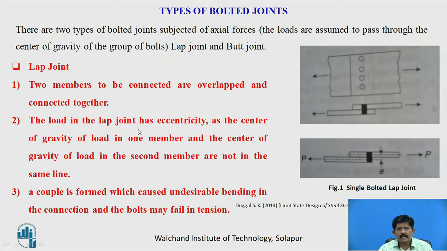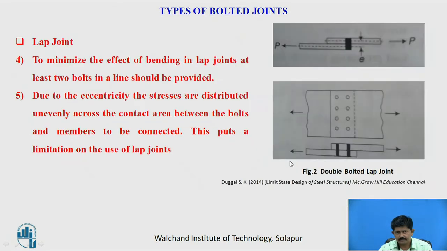The load in the lap joint has eccentricity as the center of gravity of the load in one member and the center of gravity of load in the second member are not in the same line. Here in this figure you can see this load is transferred from the upper plate and this load is transferred in the lower plate. This is having an eccentricity. So due to this eccentricity, a couple is formed which causes undesirable bending in the connection and the bolts may fail in tension.